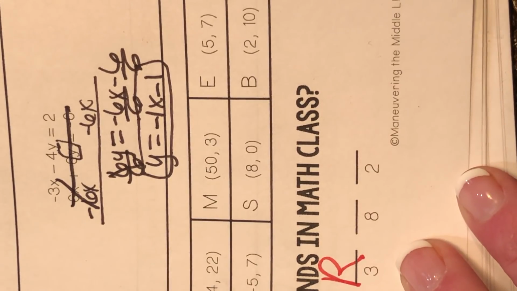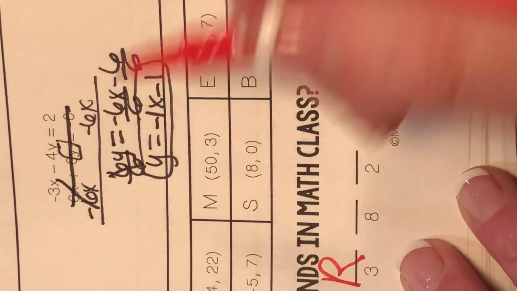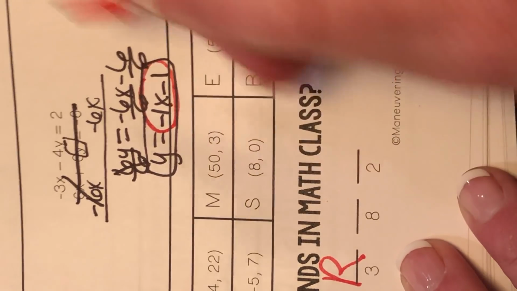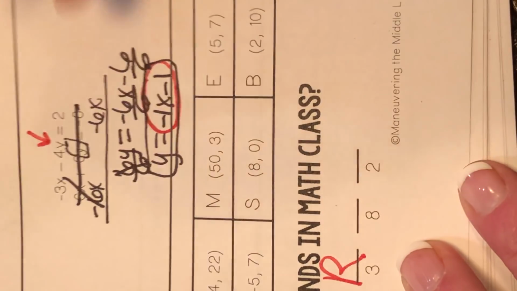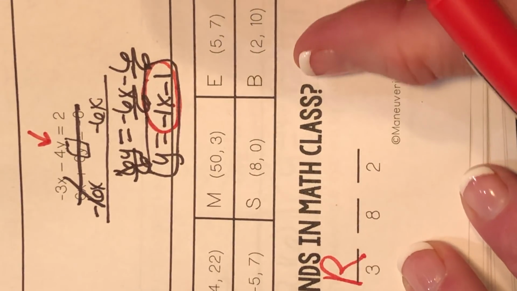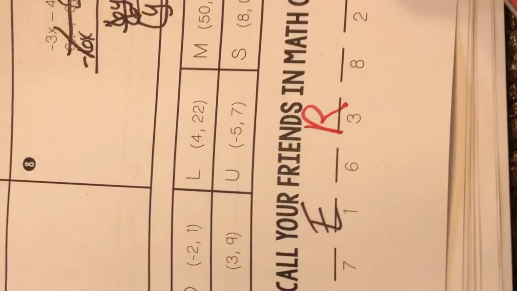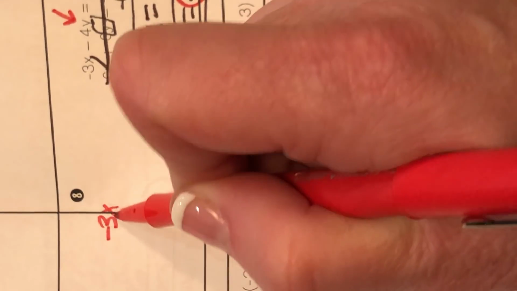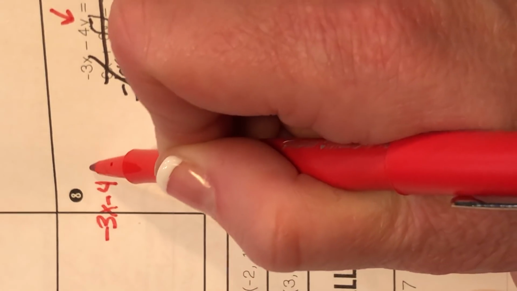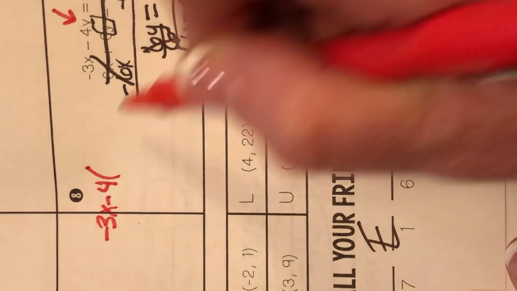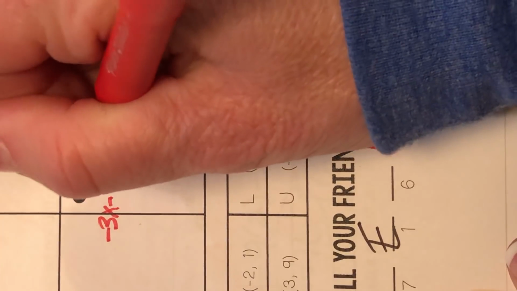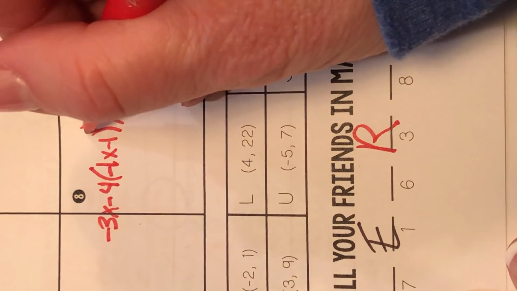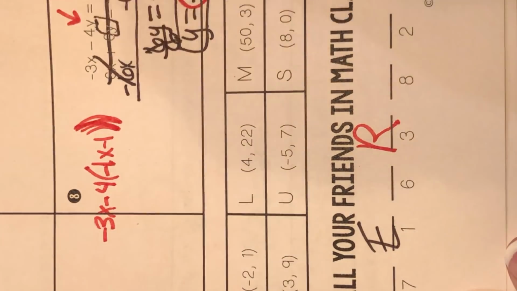So now that I have that, I can replace my y with negative 1x minus 1. So the y that I have here is going to be substituted for negative 1x minus 1. So I'm going to make some room over here. So I have negative 3x minus 4 times negative 1x minus 1. And that all goes in parentheses, of course. I have double parentheses there, that's okay. Equals 2.